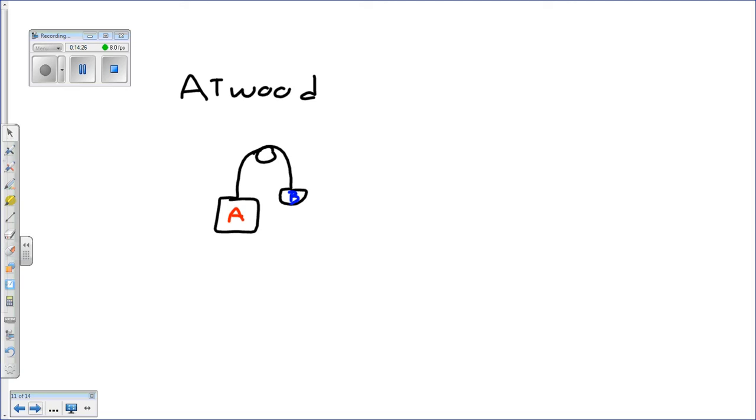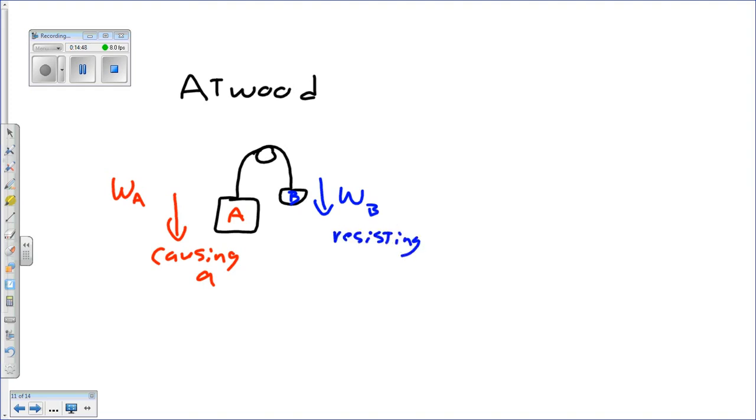Atwood machine, big A is the large mass, B is the little mass. The weight of object A is always going to cause the acceleration. In an Atwood machine, there's no other choice. It's the big object that causes this thing to move. And so the weight of object A is responsible for the motion. The weight of object B is resisting the motion. It's the only thing that's trying to slow this down. In order to get your net force, you have to subtract. So the weight of object A minus the weight of object B is your net force.